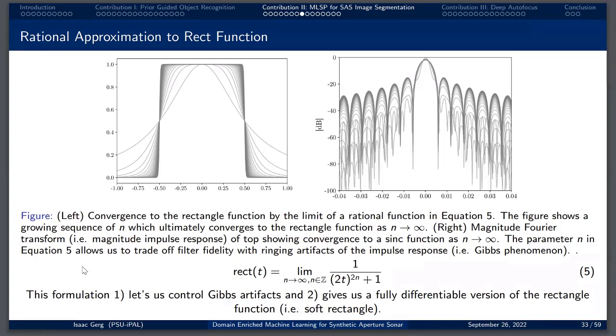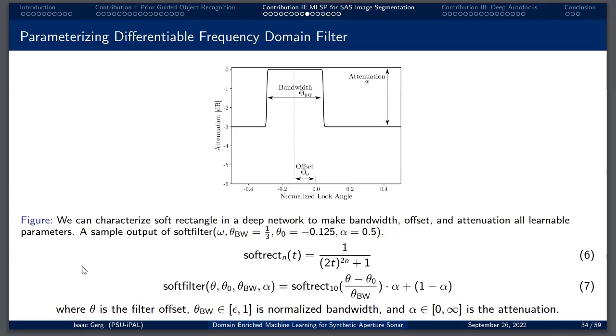But can we get a differentiable version of this? And the answer is yes. We can use this nice limit definition of the rectangle function. When I send n off to infinity, I'm getting the full rectangle function. As I back that number n down, especially closer to, say, 0 to 10, I'm getting a smooth version of that, what we call the soft rectangular version. And this really affords me two things. One is I can control the Gibbs artifacts that I get from the filtering process. And two, this function is fully differentiable, so this can be part of a deep learning training process through stochastic gradient descent.